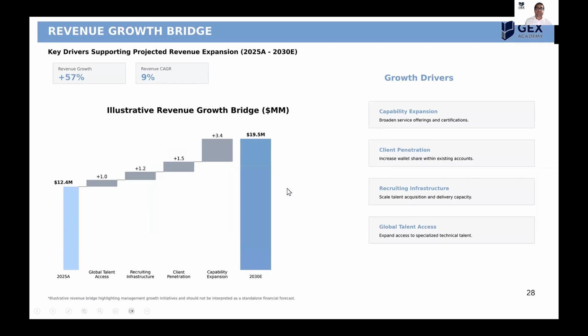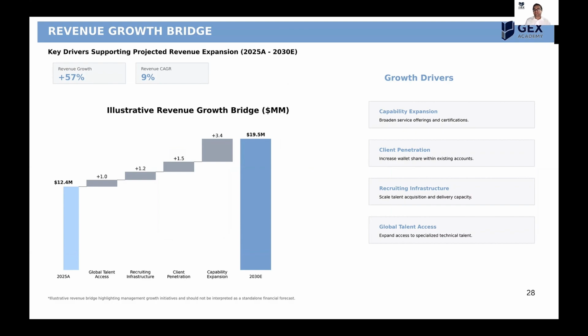Okay. So this is a revenue growth bridge, right? What we'll do is take a closer look at where management believes future growth is going to come from, right? One of the biggest mistakes investors make is simply accepting a revenue forecast at face value, right? So instead, we need to understand the specific drivers that support the growth assumptions. So this slide attempts to do exactly that.